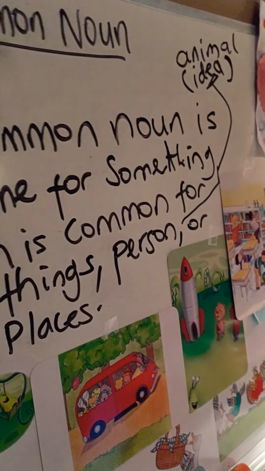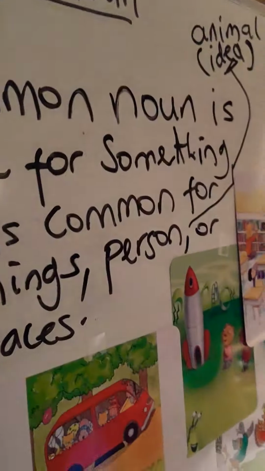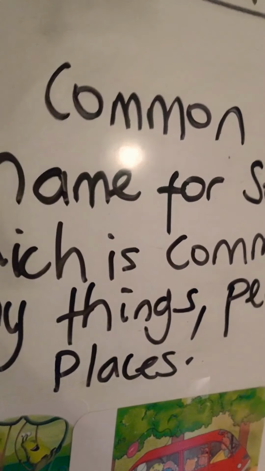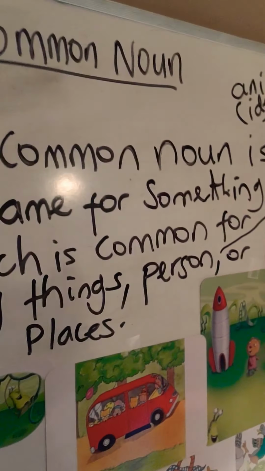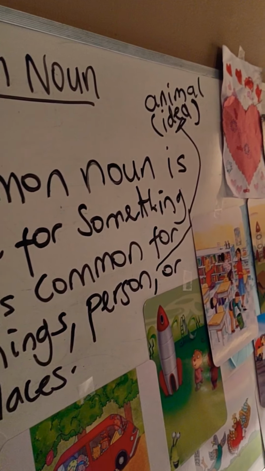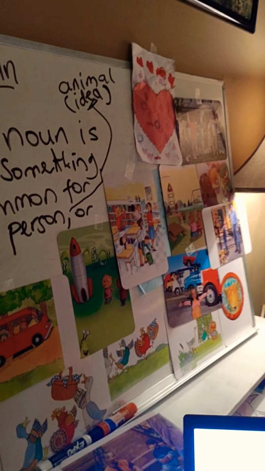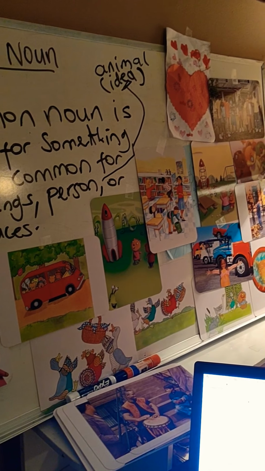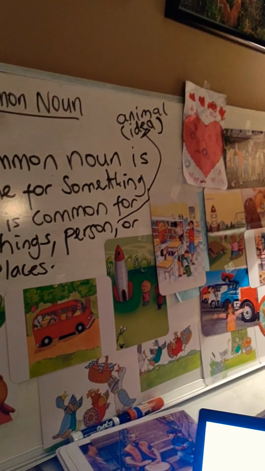Okay, now let's go on. A common noun is a name for something which is common for many. It's common for what? Many things. Person, place, animal, or thing. So many things that are common. Animals are things. Everything is common? Almost. Are you sure everything is common?